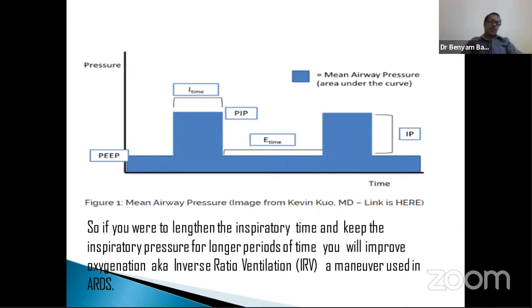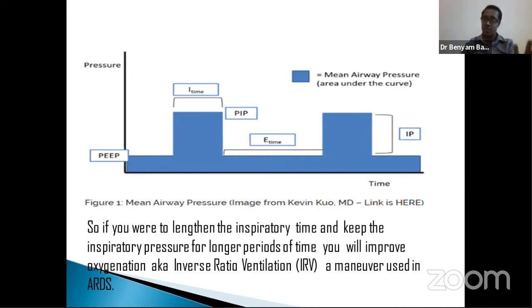The footnote is just saying that if you are able to lengthen the inspiratory time and keep the inspiratory pressure for a long period of time, you'll improve oxygenation, aka inverse ratio ventilation, which is employed in ARDS. So technically, increasing the mean airway pressure will also increase the oxygenation. That's what I mean when I say mean airway pressure is important to increase the oxygenation.